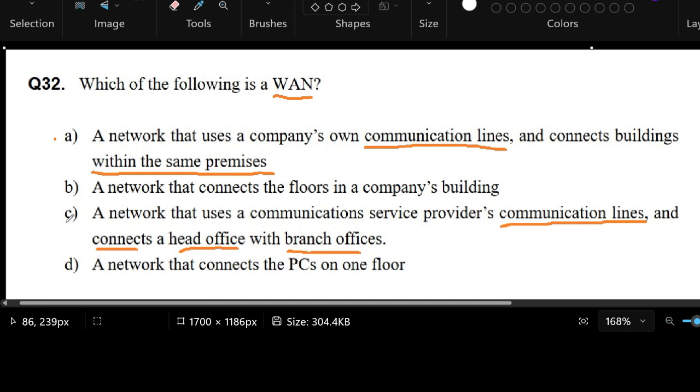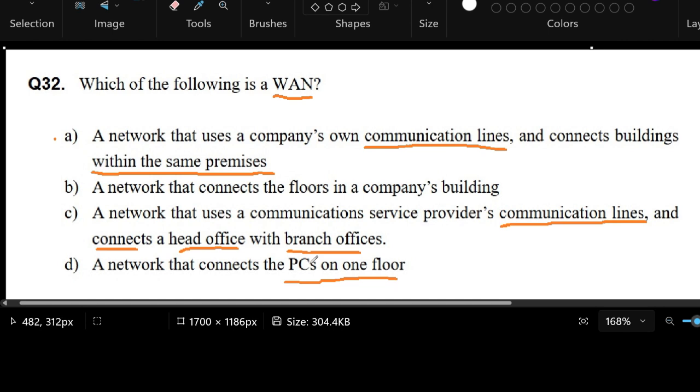Let's see what letter D tells us. Letter D is saying that it's a network that connects the PCs on one floor. So all these choices are telling us that it's a way to connect things. And a while ago, I was attempting to answer this again without looking at the answer, and it seems like it was taking me a bit of time to choose the correct answer.